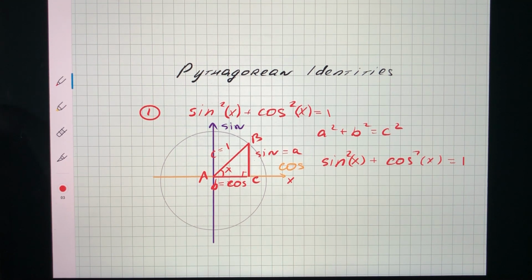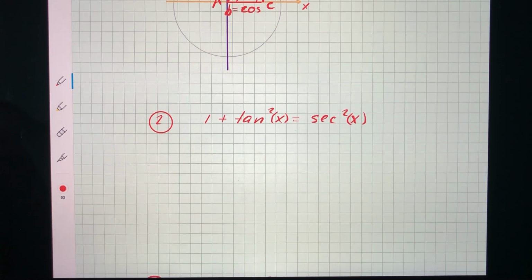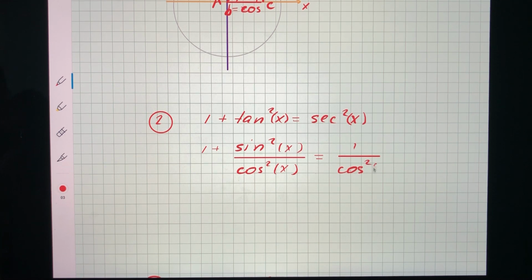Now the next one is 1 plus tangent squared is secant squared. To convince ourselves that this is true, one way to do it is to break up the secant and tangent into the simpler functions that make up each one, and those are sine and cosine. So the tangent is equal to sine divided by cosine, and both of them are squared. So we have sine squared over cosine squared. On the other side we have secant. Secant is 1 over cosine, and because it is squared, we have 1 over cosine squared.